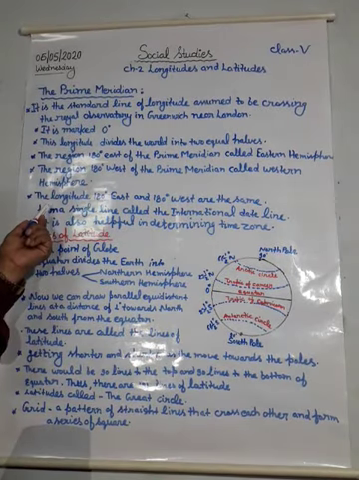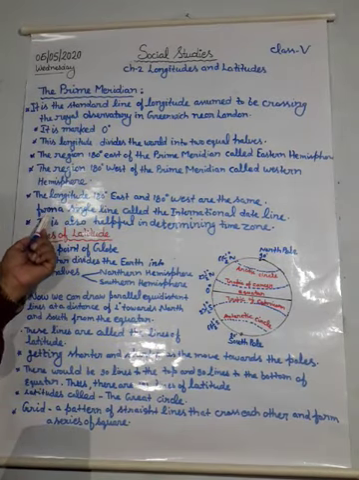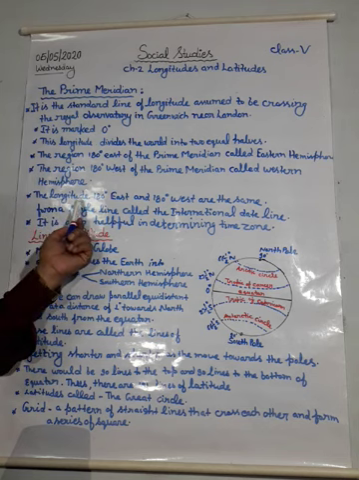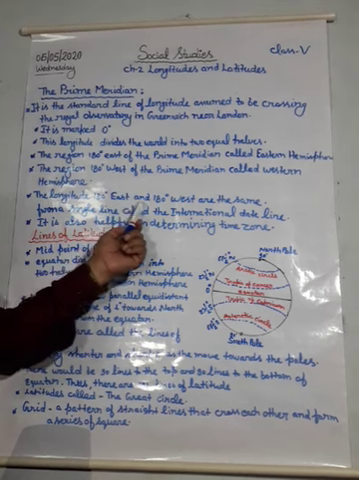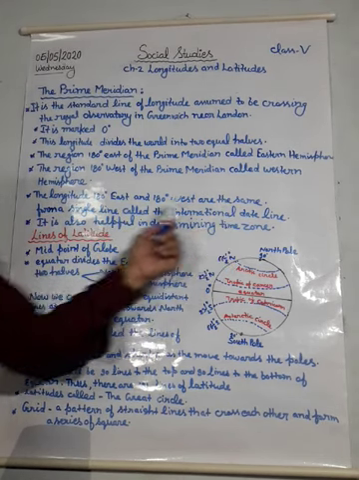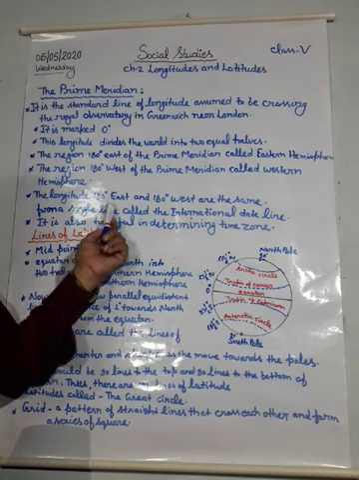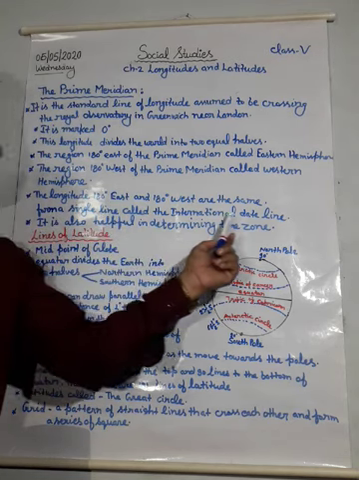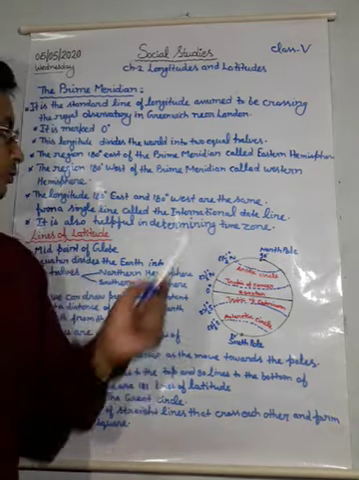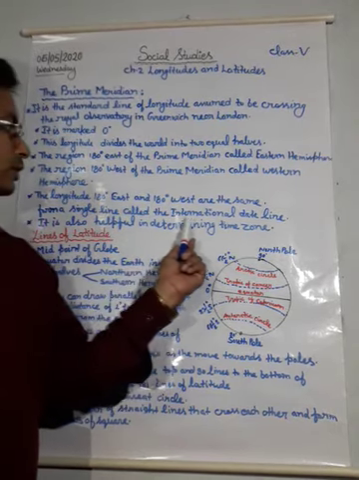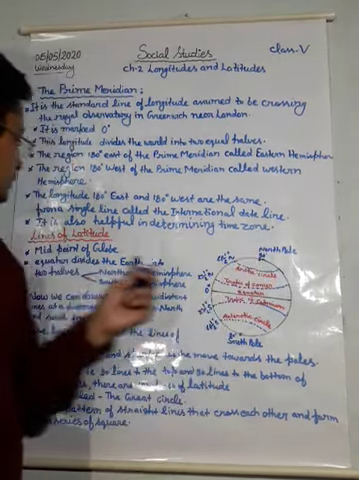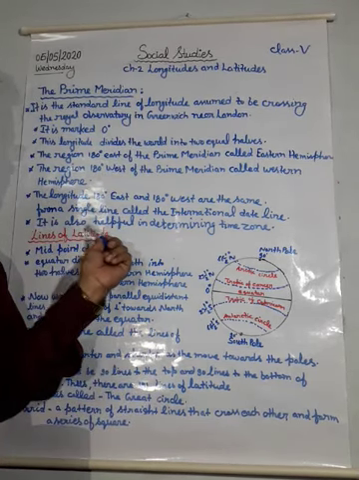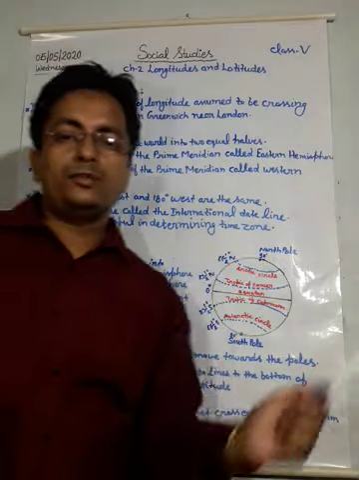And the next thing is about longitude. 180 degrees east and 180 degrees west are the same, meaning both are the same and form a single line called the International Date Line. I have already discussed this line. It is also helpful in determining the time zone.